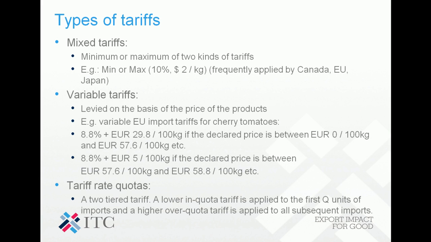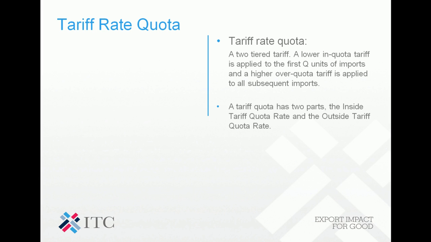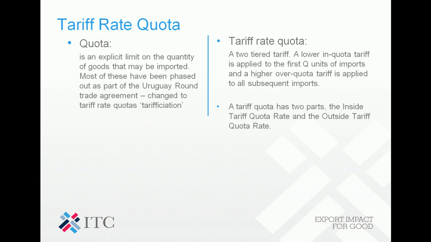Tariff rate quotas also have a similar effect as variable tariffs. They are two-tiered and include a lower in-quota tariff that is applied to the first Q units of imports and a higher over-quota tariff that is applied to all subsequent imports. Tariff rate quotas should not be confused with quotas, the latter being an explicit limit on the quantity of goods that may be imported. Most of these quotas have been phased out as a part of the Uruguay Round trade agreement and instead changed to tariff rate quotas, called tariffication.